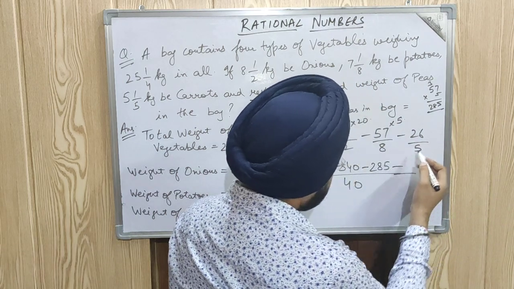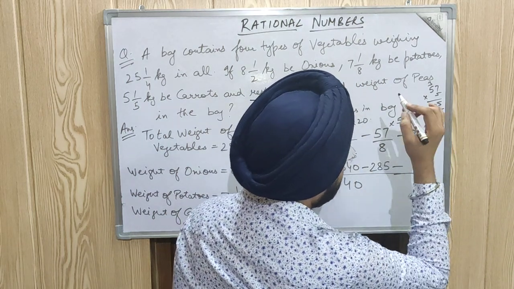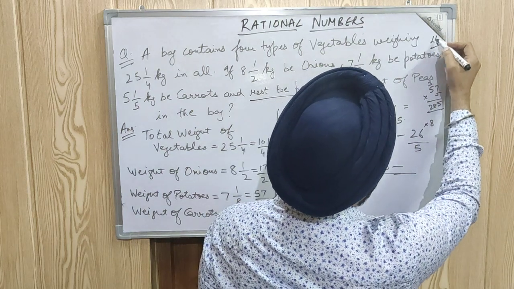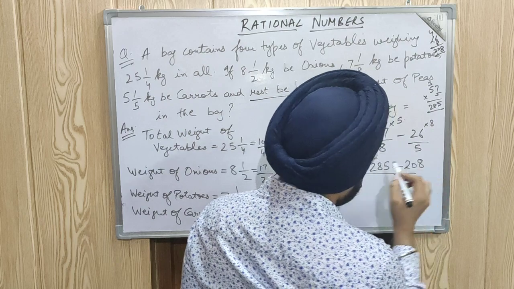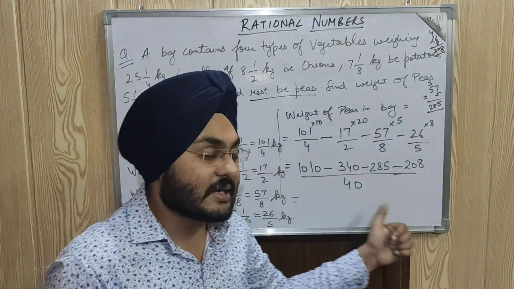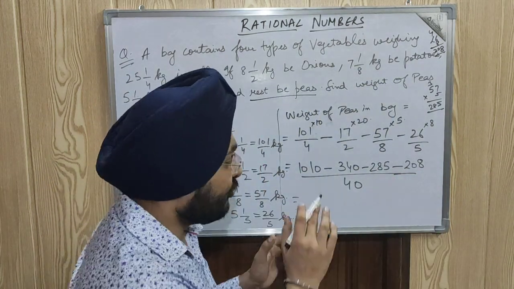285. So there's 5 into 8. So this will be what? 26 into 8. So 8 into 6 will be 48 and 16 plus 4. That will be what? 208. So now this is the concept of integers only. How to solve the integers?